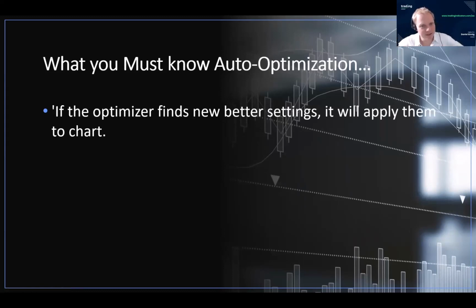Because you may say, wow, this looks pretty awesome, as Daniel has shown it, but there are a couple of things which are actually important. So the optimizer will find the best settings for you, and it will then apply these settings to the chart. So basically, the signals you will see will always be relative to the best settings.